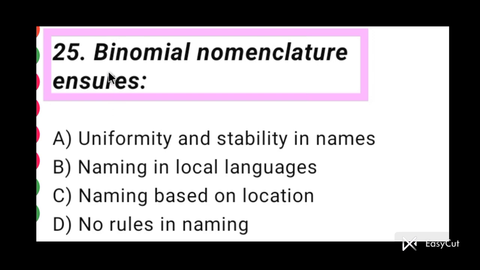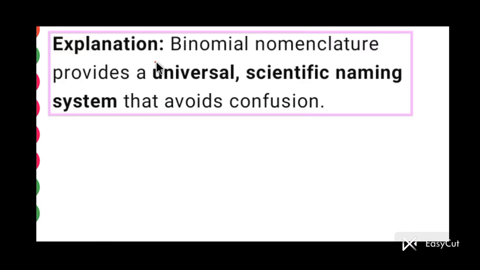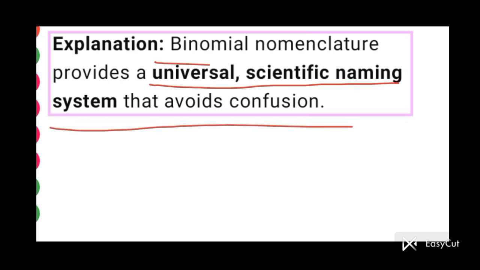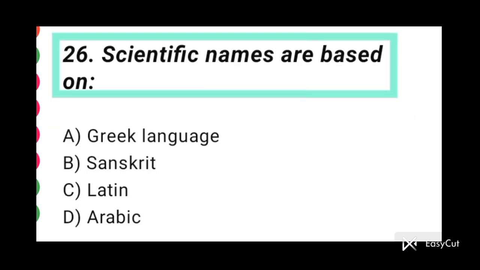Question number 25. Binomial nomenclature ensures uniformity and stability in names. So option A is correct for question number 25. Binomial nomenclature provides a universal scientific naming system that avoids confusion. Question number 26. Scientific names are based on Latin language. So option C is correct for question number 26.